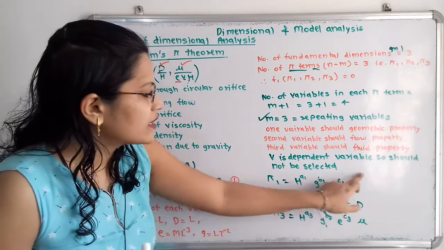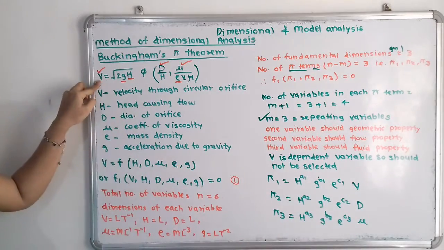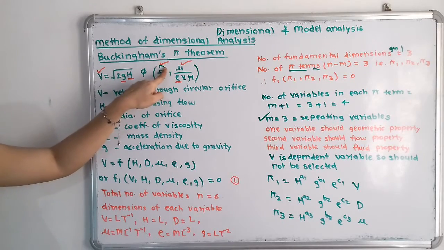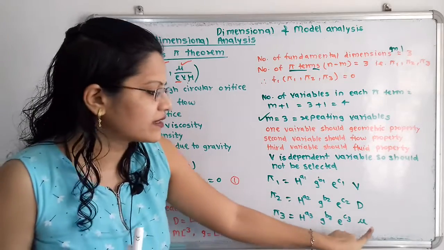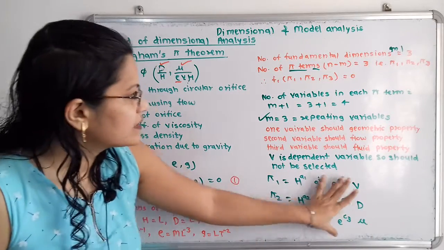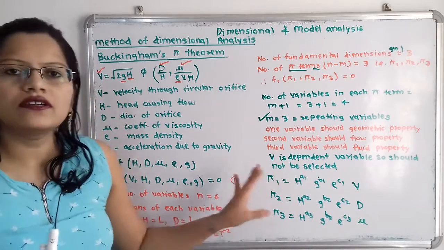Next, we will take any one of the remaining variables. For the first, we will take v. Then second, we will take d. And then third, we will take mu. In this way, these pi terms are getting selected, and this is a very important step.